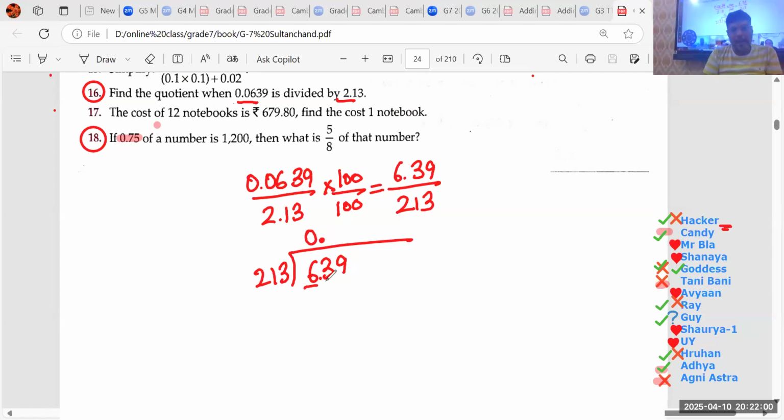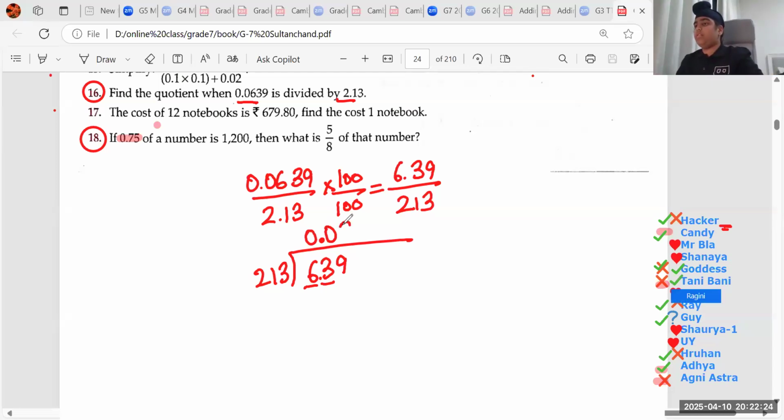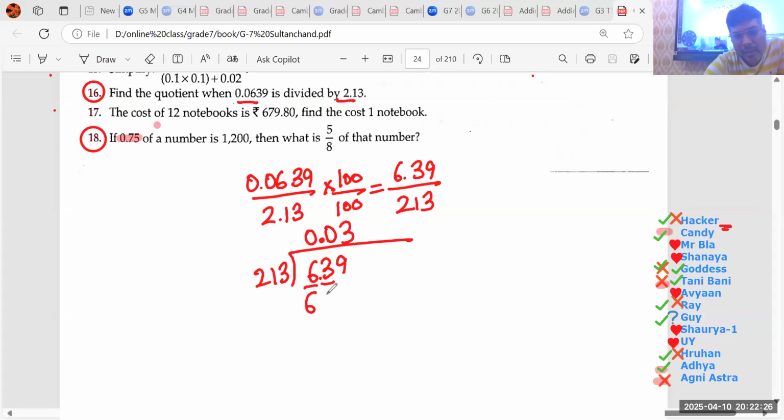Now, can I divide this 3? No. So then what am I going to do? I'm going to put a zero. Now can I divide this 639? Tell me yes or no. Yes, I can, so 213 times 3 is 639. So that's my answer. That is question 1.